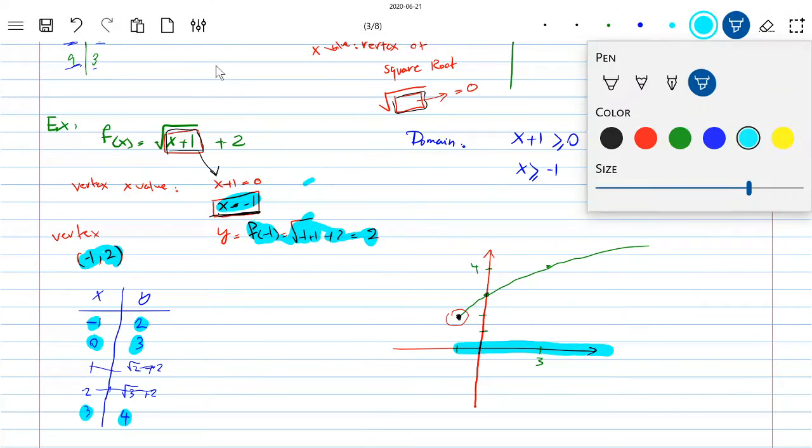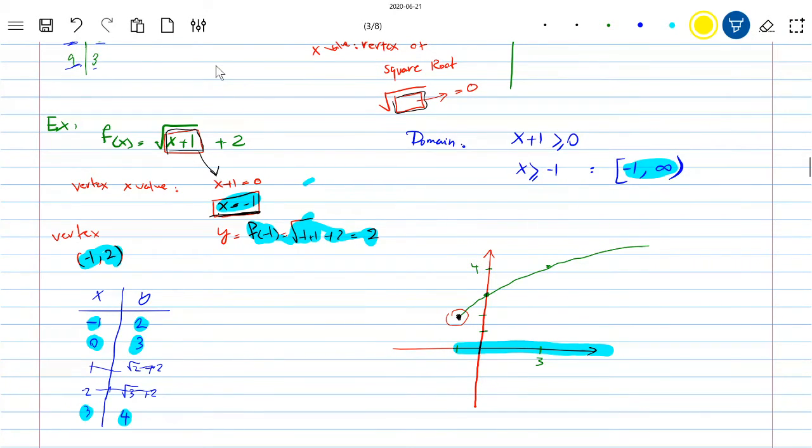If I find the vertex, then I know the endpoint. This is the endpoint, negative 1 and 2. I know the graph will continue from this point. Either it goes to the right or left, goes down or up. It doesn't really matter at this point because I can pick a couple of points. And I picked negative 1, 0, and 3. The other numbers gave me square roots.